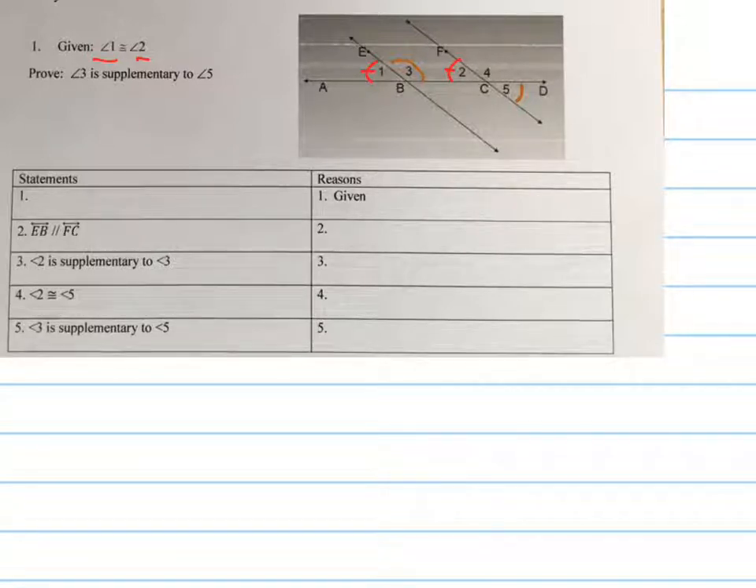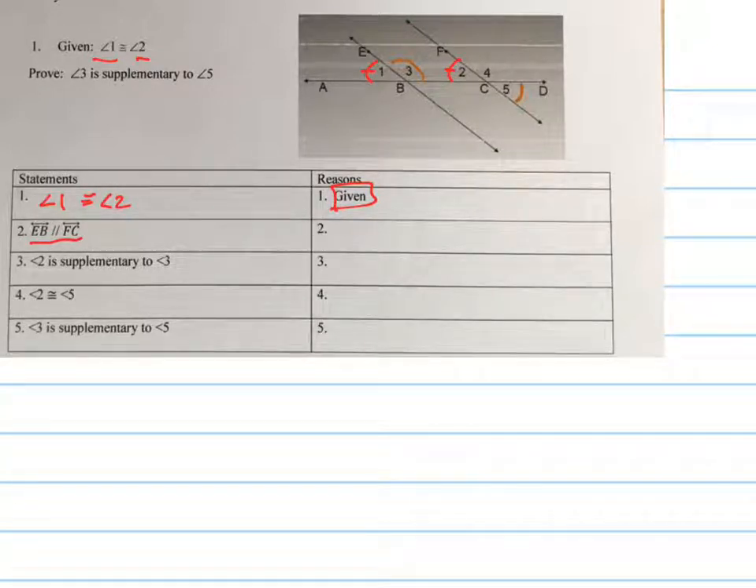Or actually, they didn't give us this statement. They want us to write that one down. So we're going to write angle 1 is congruent to angle 2, and that's given. It's the only thing they gave us. Now they want us to show that EB is parallel to FC.